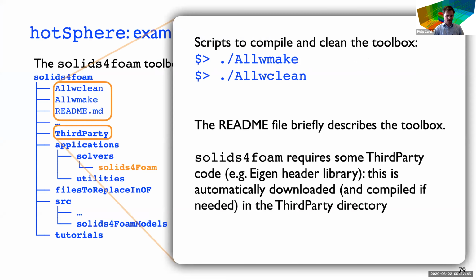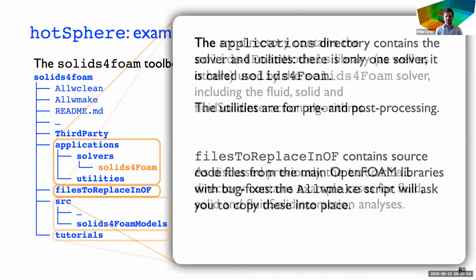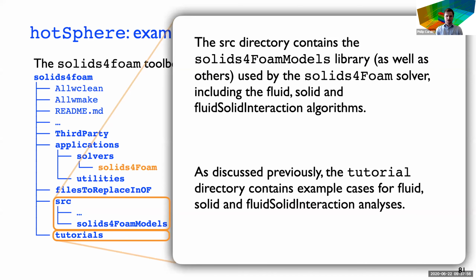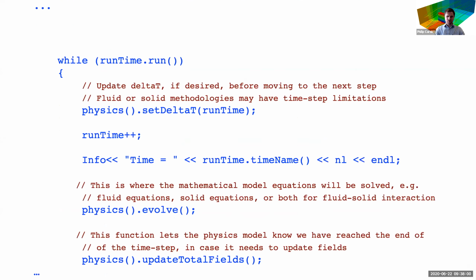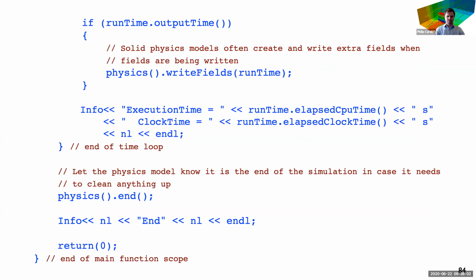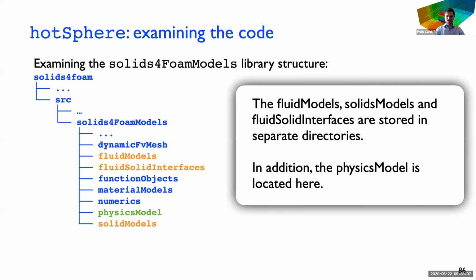I know I'm spending a lot of time on solids, and many of you are here to hear about FSI, but once you just understand the structure of solids4Foam, then it's pretty quick to understand how to do FSI and fluids. So this is just going through examining the code like we did for solids4Foam. This is the general structure. I know I'm going very quickly, but once again, this is just for reference.